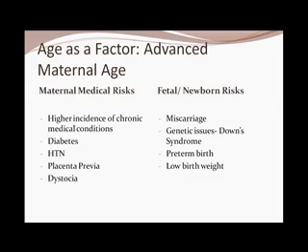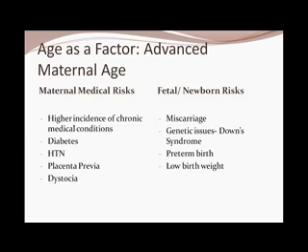What are some of the medical risks of advanced maternal age, having a baby when the woman is older? Certainly, if she's older, she has a higher incidence of chronic underlying medical conditions already. So these can put her at greater risk during the pregnancy, as we've discussed during high-risk pregnancy. She has a greater incidence of diabetes and hypertension, as well as placenta previa.